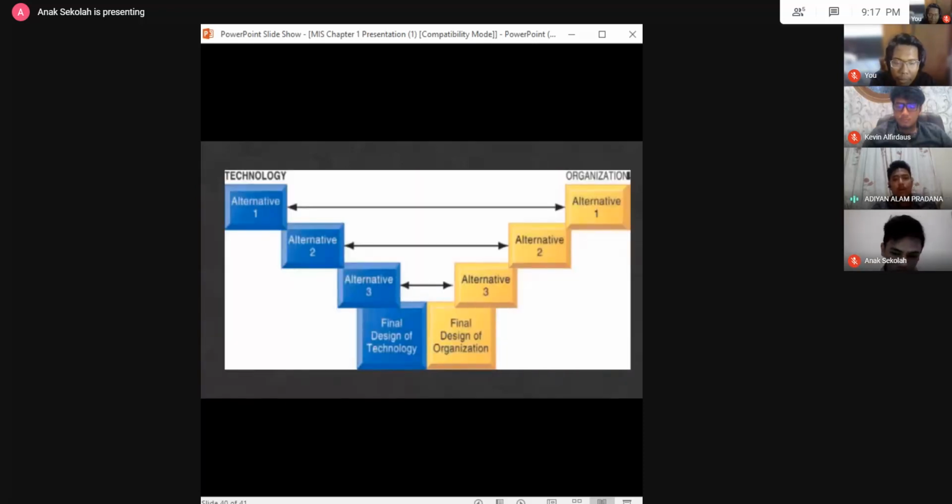Okay, this diagram on the socio-technical perspective illustrates this process of mutual adjustment in a socio-technical system. The performance of a system is optimized when both technology and the organization mutually adjust to one another until a satisfactory fit is obtained. Okay, finish. Next.